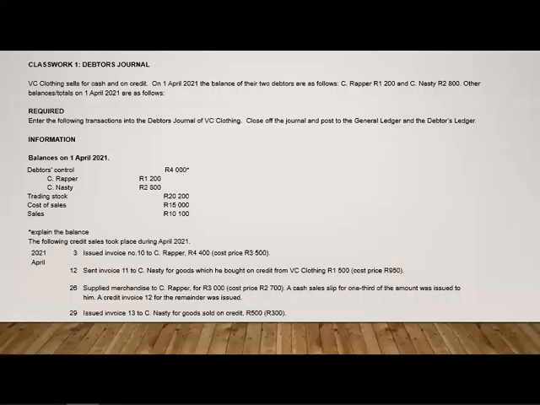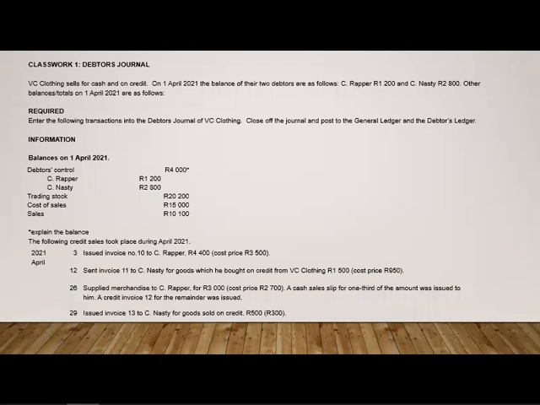Let us work out a classwork one. It says that VC Clothing sells for cash and on credit. On the 1st of April 2021, the balance of their two debtors are as follows. C. Rapper owes us 1,200 and C. Nasty owes us 2,800. And other balances or totals on the 1st of April were as follows.